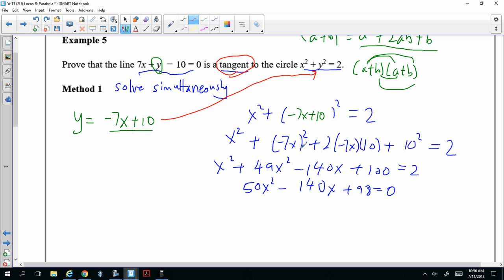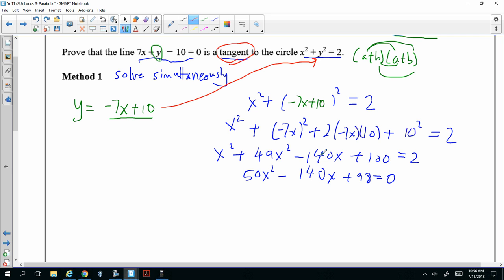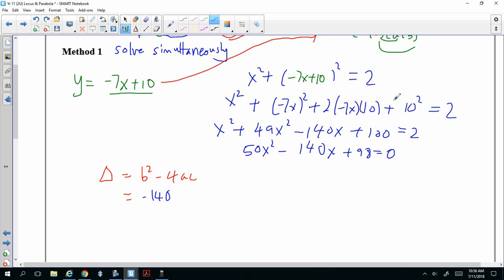Very good. Now before you do the discriminant, you might like to simplify, but I actually just do it straight away. Discriminant is b squared minus 4ac. What's b? Negative 140. Okay, continue. Negative 140 all squared. Again, you need a calculator. Minus 4ac. So the discriminant is very powerful. It's just a formula that tells you a lot about the equation. So what's the value of the discriminant? Anyone got it? Kira, what's the discriminant?